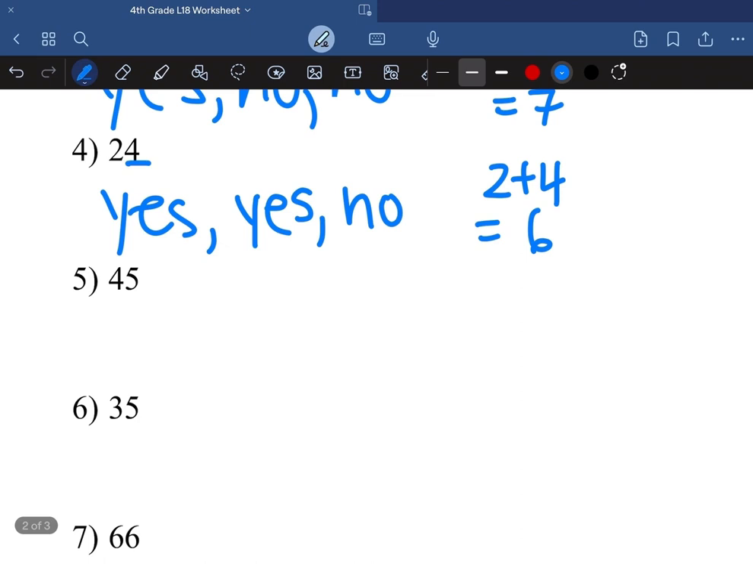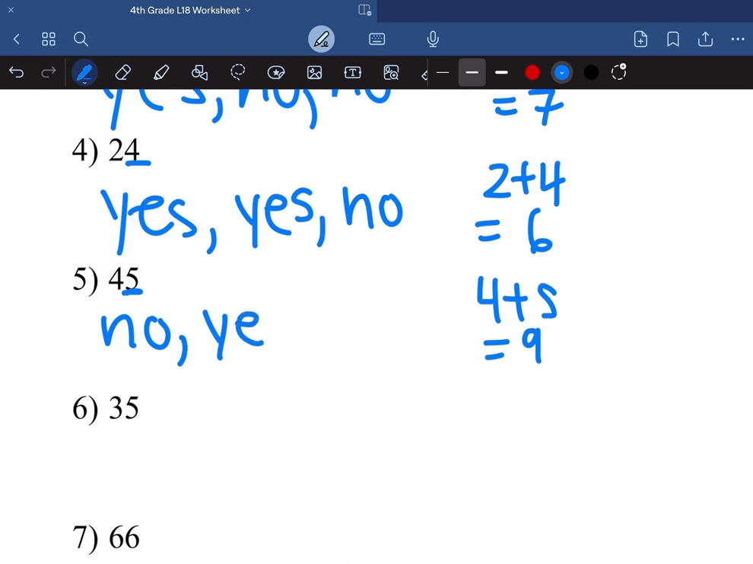Number 5, we have the number 45. The last digit is not even, so it is not divisible by 2. 4 plus 5 is equal to 9. 9 is divisible by 3, so the number is divisible by 3. The last digit is a 5, so yes, it is divisible by 5.